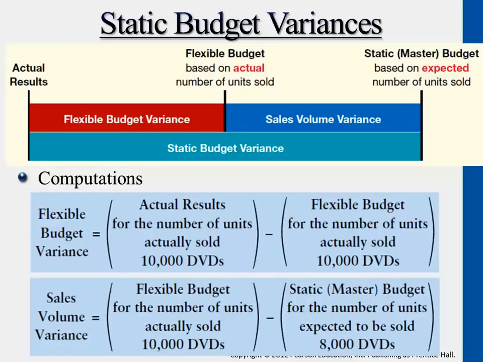At the end, when actual outputs are there, we select the column to compare against based on the actual DVD sets. And then sales volume variance is the difference between static budget and flexible budget, where there are only sales volume differences.